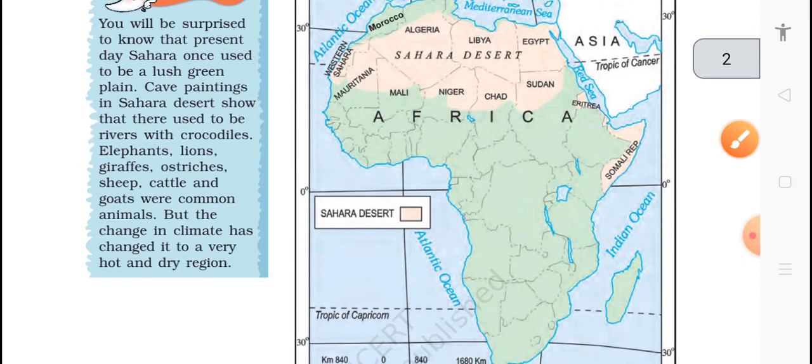You will be surprised to see that the Sahara Desert once used to be a lush green plain. Cave paintings in the Sahara Desert show that there used to be rivers, and crocodiles, elephants, lions, giraffes, ostriches, sheep, cattle and goats were common animals, but the change in the climate has changed it to a very hot and dry region.